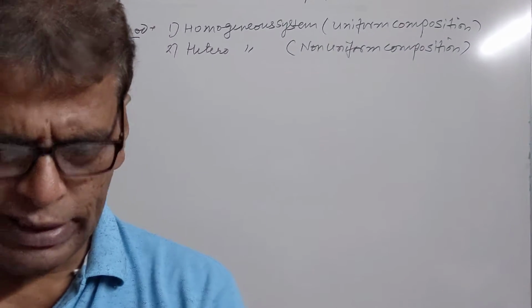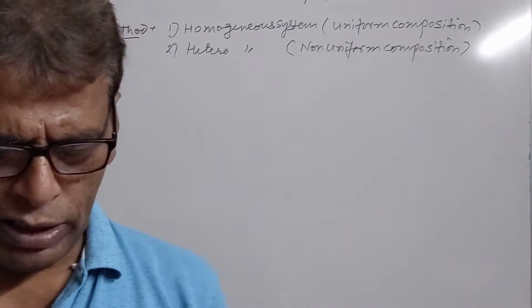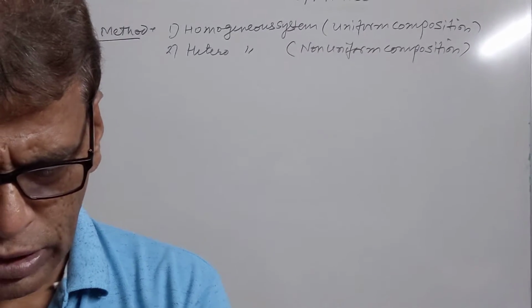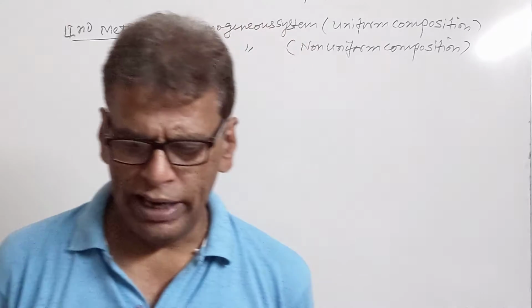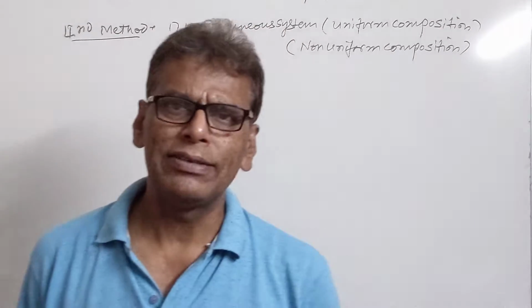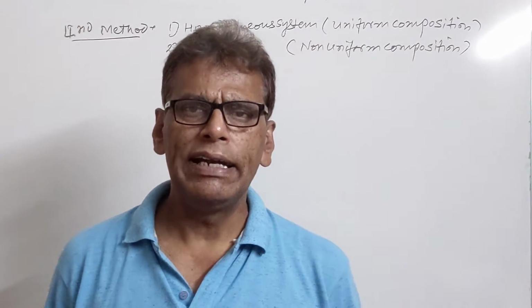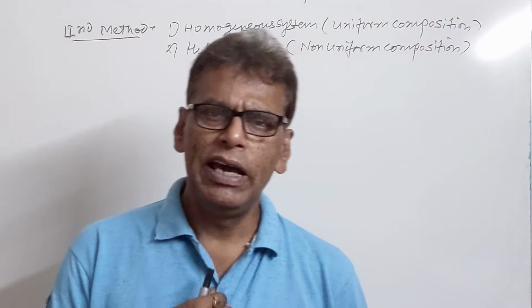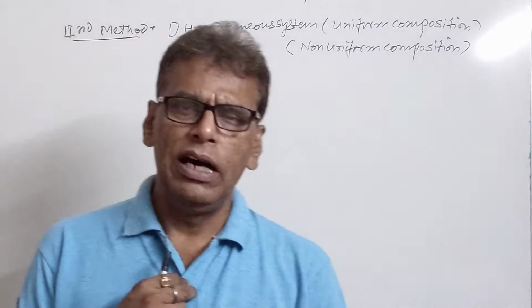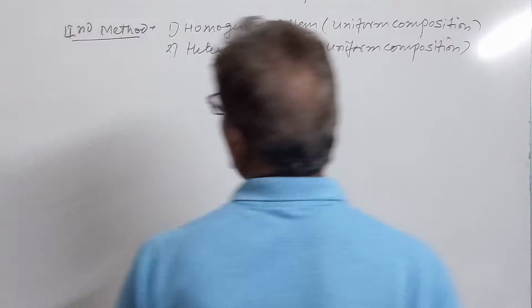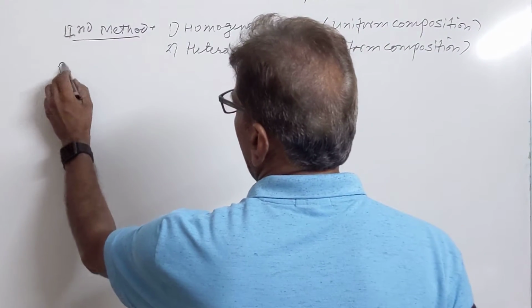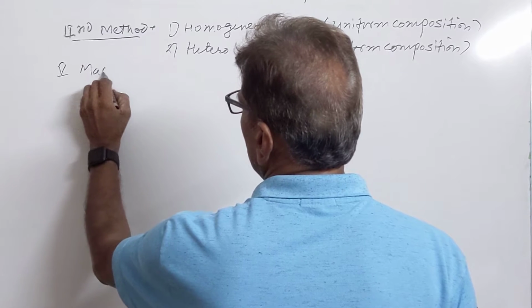Homogeneous has the same composition of the components of one substance in the component of other substance. Heterogeneous does not have. So if the sugar is completely dissolved in water, it gives us a homogeneous system. If it is partially dissolved, then it is called a heterogeneous system. Then we have the next definition: the macroscopic properties of the system.